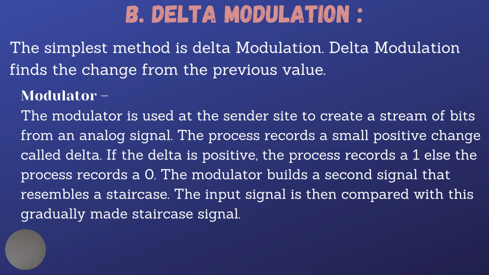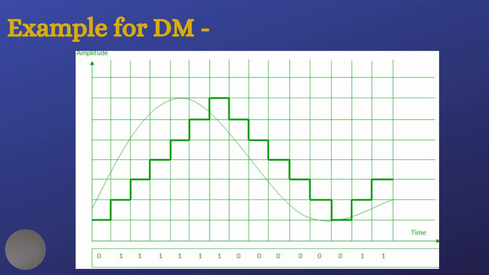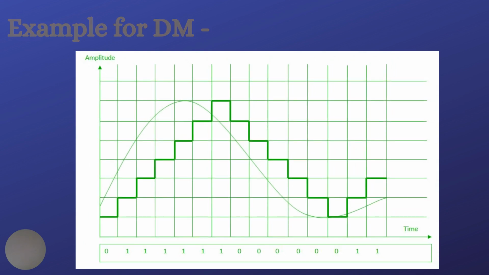In it, the modulator is used at the sender side to create a stream of bits from an analog signal. The process records a small positive change called delta. If delta is positive, the process records a 1, else the process records a 0. The modulator builds a second signal that resembles a staircase. The input signal is then compared with the gradually made staircase signal. The given graph is an example of analog signal after delta modulation.